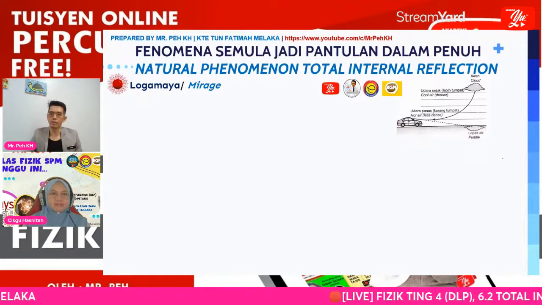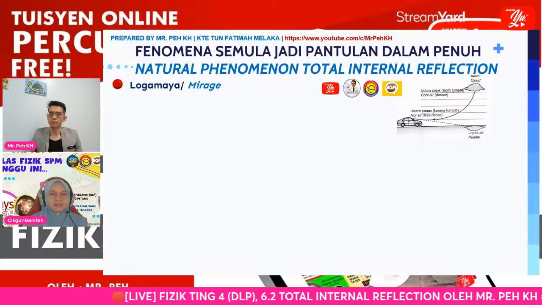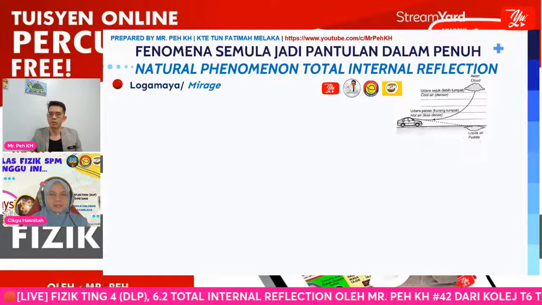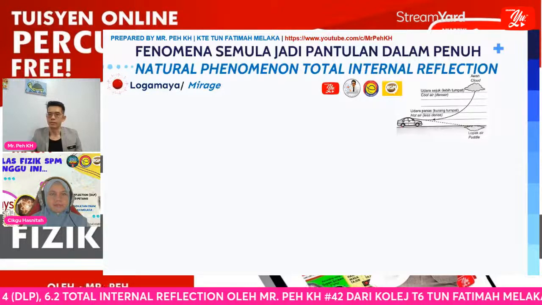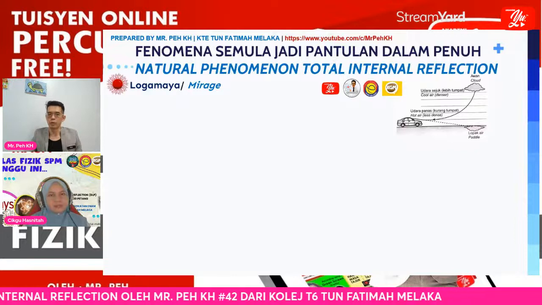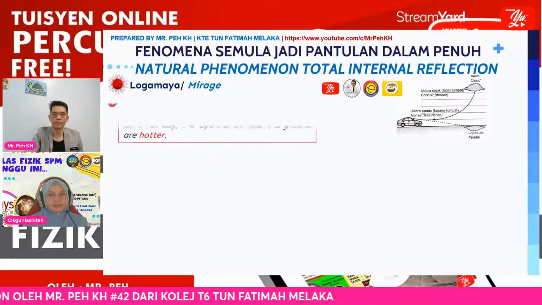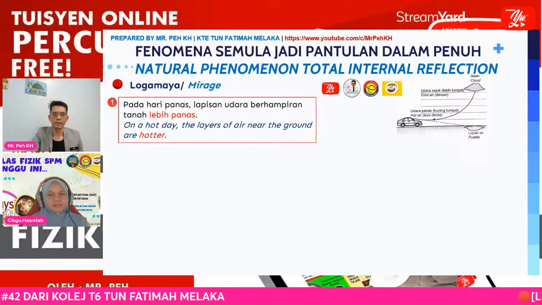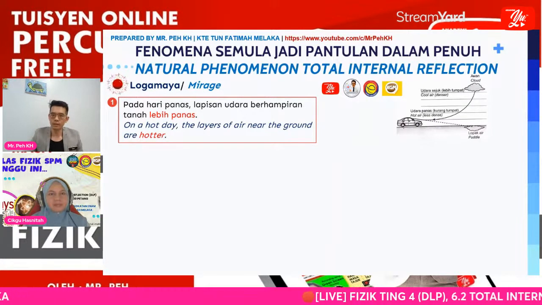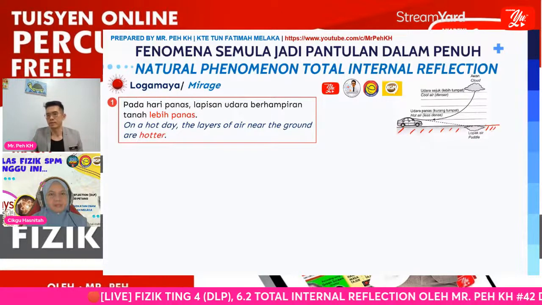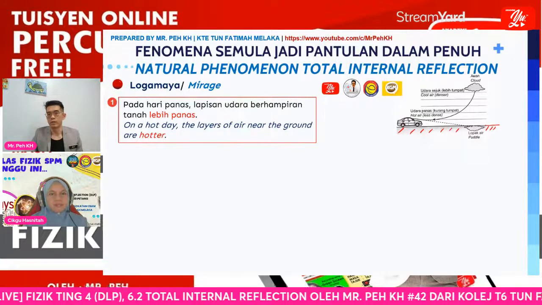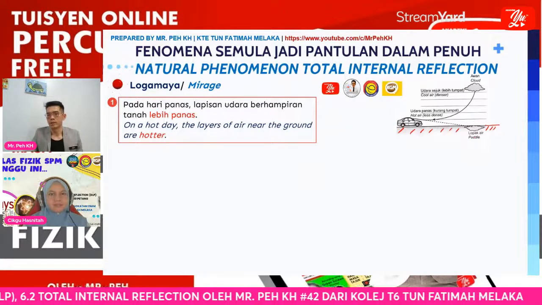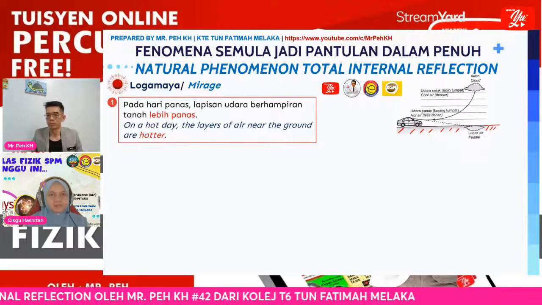You can see from the figure, the cloud image is formed at the road. This is one of the examples we know as a mirage. On a hot day, the layer of air near the ground is hotter. We know already the specific heat capacity of the road is actually smaller, so it will get hotter easily compared to air.